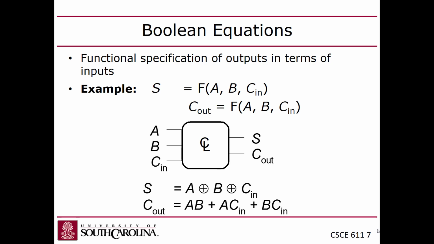So if any one of these is 1 and the other 2 are 0, then I'll have a 1 on S. And if all 3 are 1s, then I'll have a 1. And then C out says that if I have at least 2 1 bits coming in, then I'll have a 1 in my C out. You guys with me? Okay.